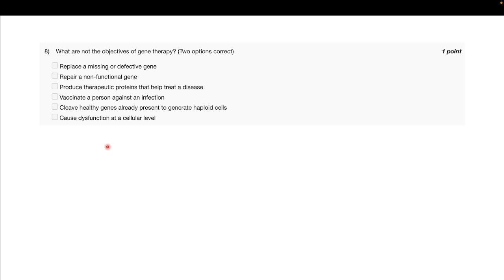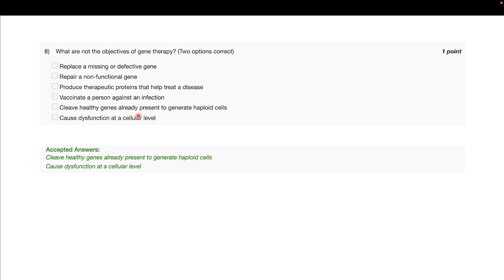No other response. Let's look at the answer then. Yeah, you're correct. The last two options are not the objectives of gene therapy. Replacing a missing or defective gene, yes, that's what gene therapy is done for. Repair a non-functional gene, produce therapeutic proteins that help treat a disease, or vaccinate a person against an infection. These are all the objectives of gene therapy.